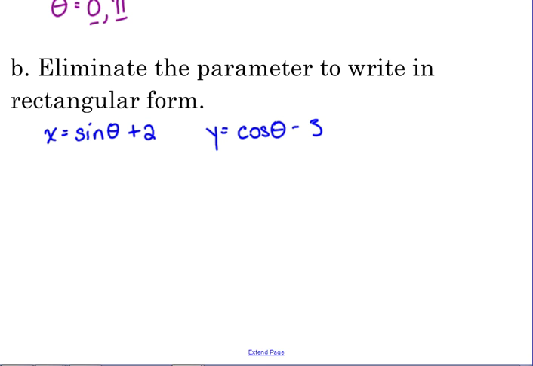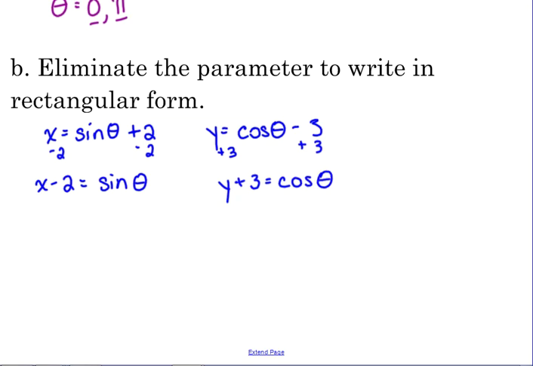So here's what we're going to do. Instead of solving one of these for theta, because again, it would involve inverse trig, we're going to isolate the trig function in both expressions. So we're going to subtract the 2 from the x and get sine by itself. We're going to add the 3 to the y and get the cosine by itself.